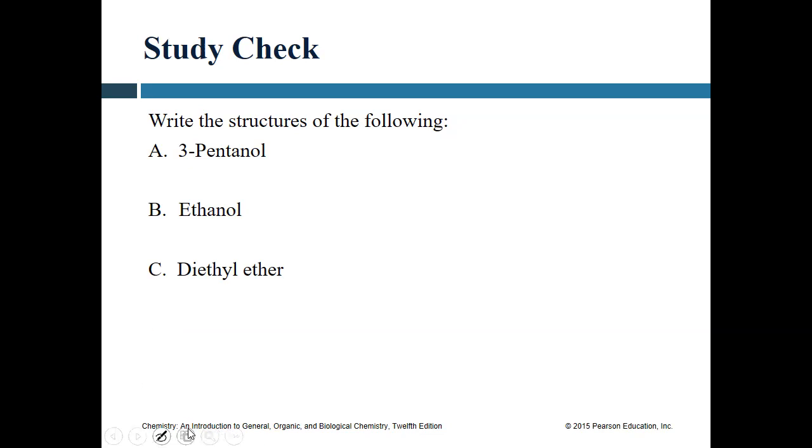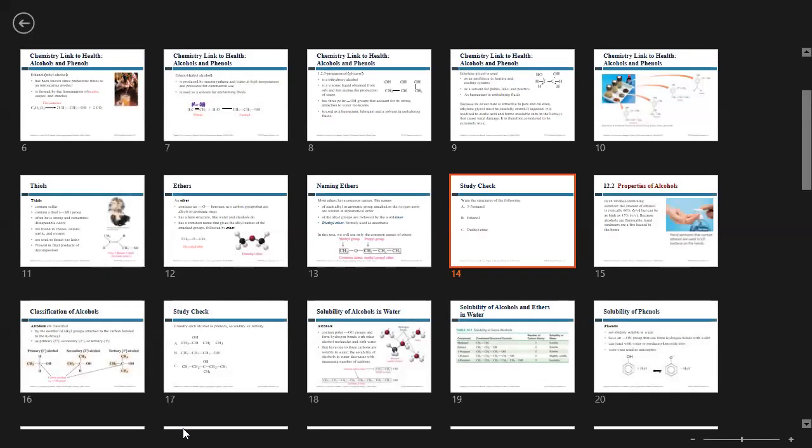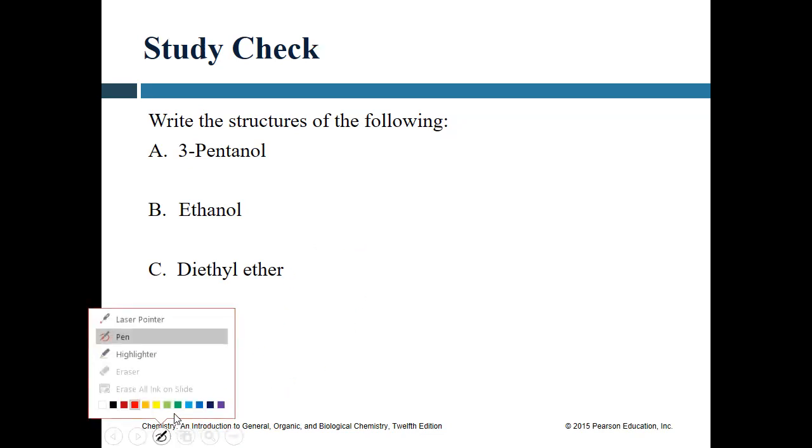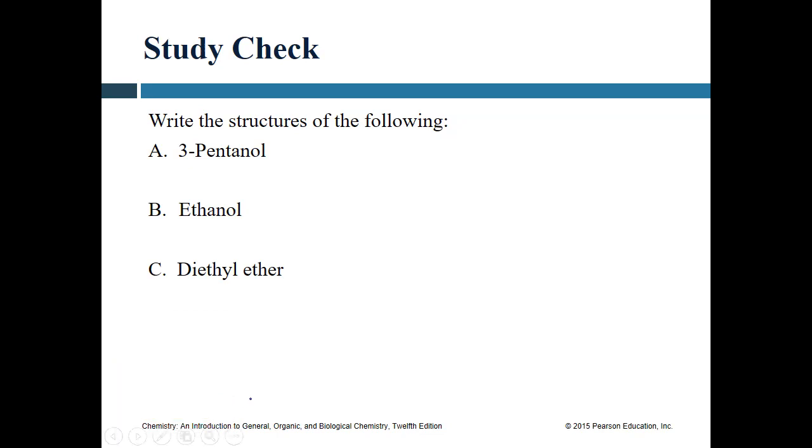Let's take a look at some examples here. Write the structures for the following. So the first structure, 3-pentanol. If I'm talking about pentanol, how many carbons are in the chain? 5.